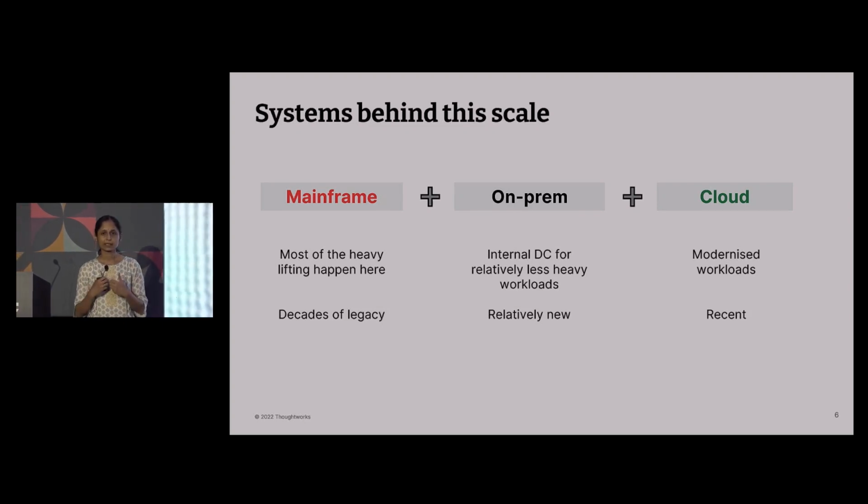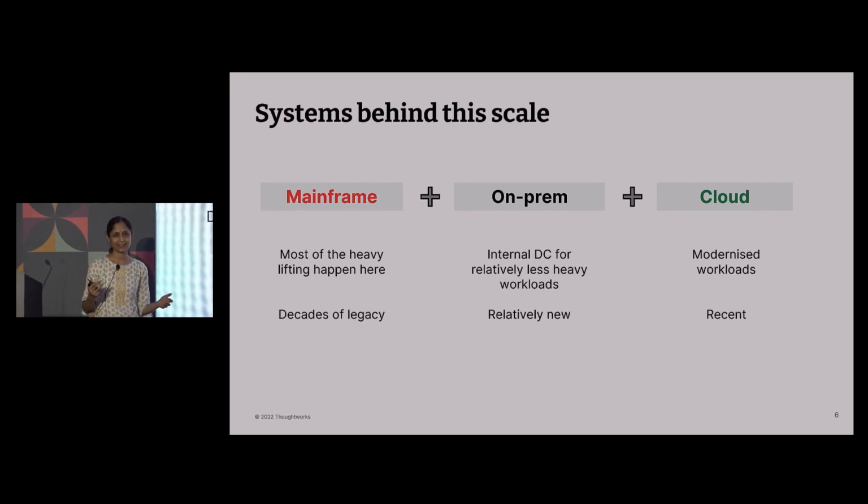What are the kind of systems that actually make this work? A larger share of this data heavy lifting is being done by the mainframe systems. Take any of these domains, financial, retail, or healthcare. Mainframes are still out there while we talk about all other technologies.